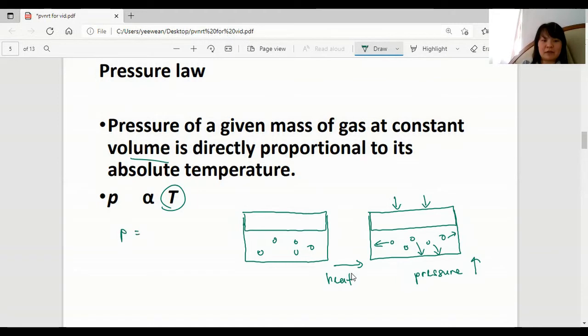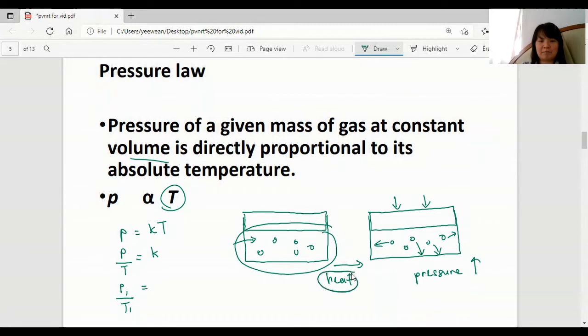Therefore, I can say P equals KT. I bring the T down. P over T would be a constant. So P1 over T1 here, that's the pressure here and the temperature in here. And when I change the temperature, I heat it up, so T2 is higher, the pressure would also be higher. So this cancels out, and you'll get the same value again. So P2 over T2 is also K, same as P1 over T1.